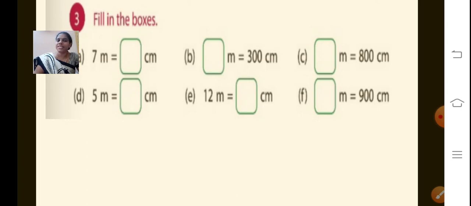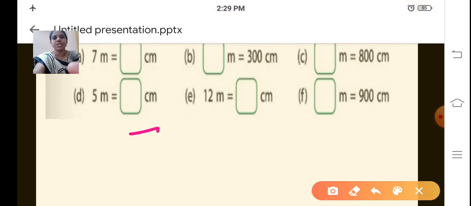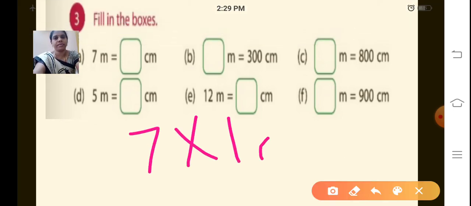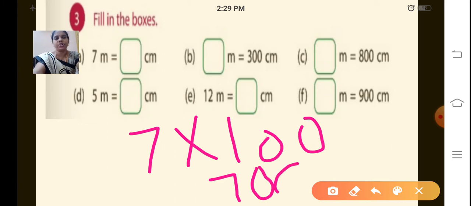7 meter is equal to dash centimeter. Now, we have seen how to change meter to centimeter. How to change meter to centimeter? You're going to multiply it by 100, isn't it? So, A sum is 7 meter. How to change into centimeter? Multiply it by 100. So, 7 into 100. How will you write the answer? So, 7 followed by 2 zeros. Answer is 700.